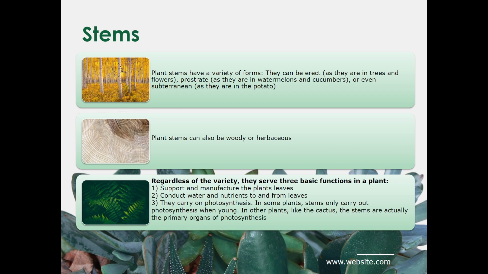But regardless of the variety, they serve 3 basic functions in a plant. They support and manufacture the plant's leaves, conduct water and nutrients to and from leaves, and they carry out photosynthesis. Specifically in the leaves, but in some plant stems would only carry out photosynthesis when young, and then in others, they would carry out the photosynthesis for the entire life of the plant.